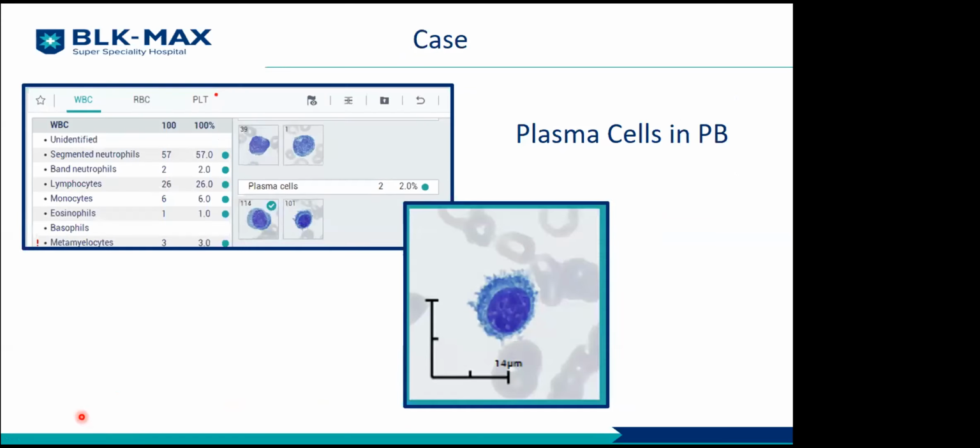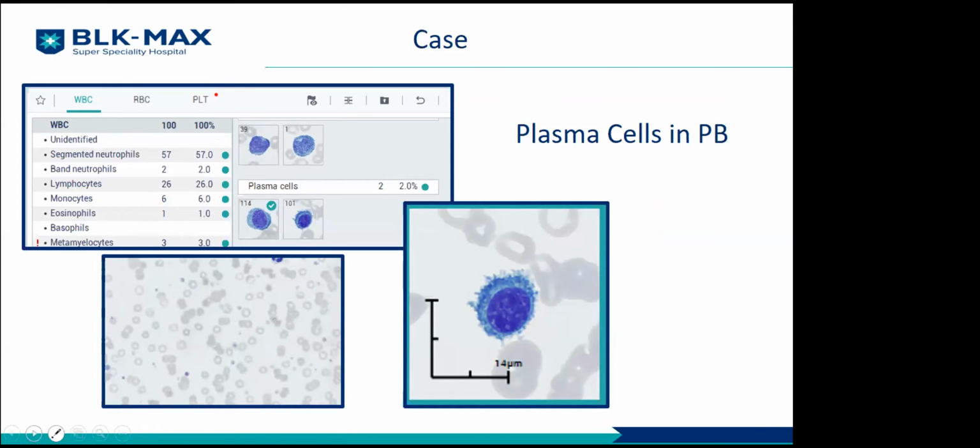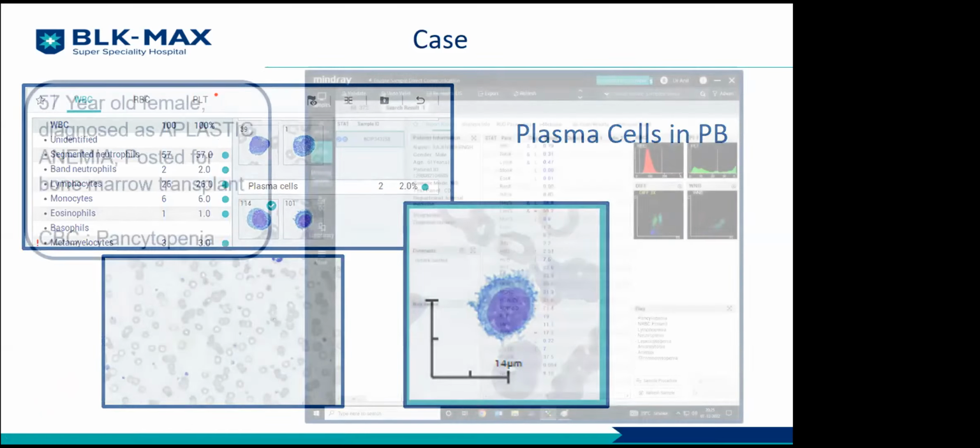Just another case: we saw a patient who was ultimately proven to be a case of plasma cell neoplasm, and we found the presence of these plasma cells in the peripheral blood. There was also, this is the same case which I showed you earlier, wherein we had increased rouleaux formation.